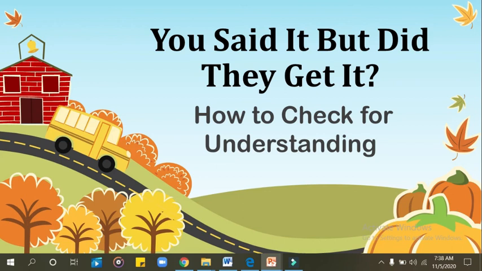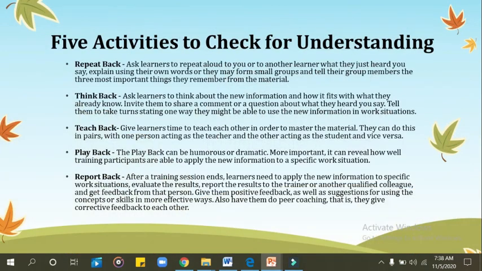You also know whether you need to teach any of the concept you've presented, and you can correct any comprehension errors the instant they arise instead of waiting for a review time later in the training. Following are the 5 activities to check the understanding. So we have first, repeat back, think back, teach back, play back, and report back.